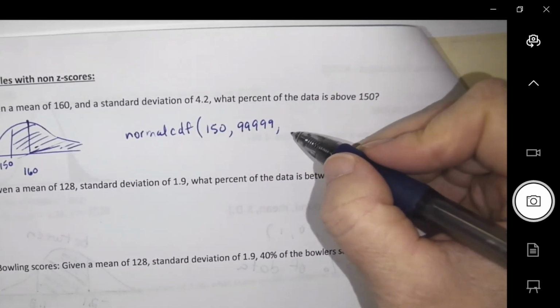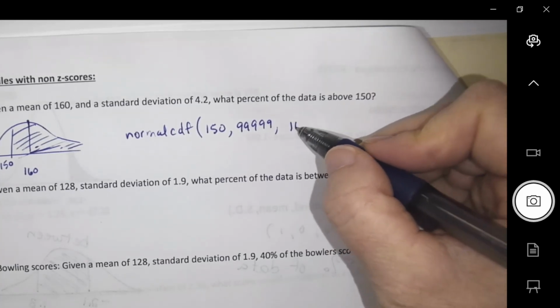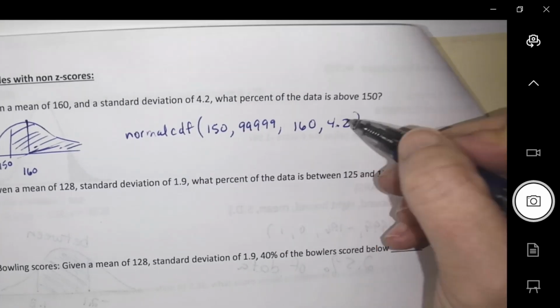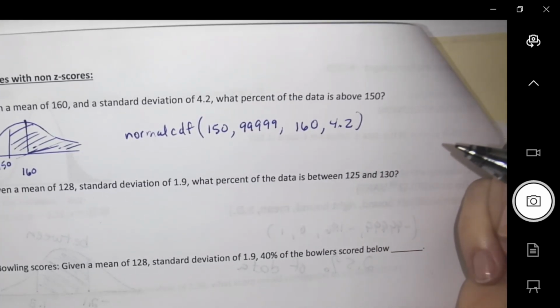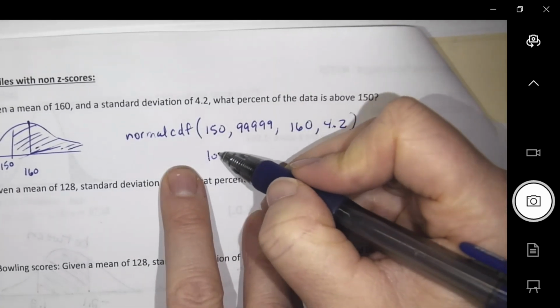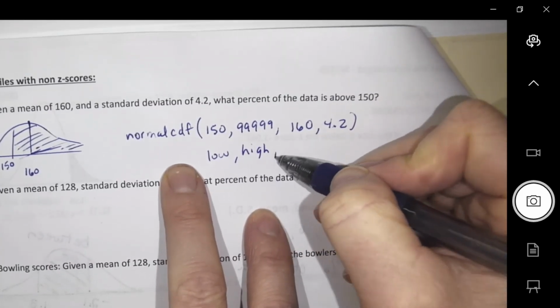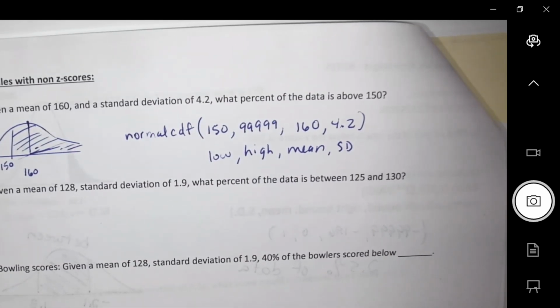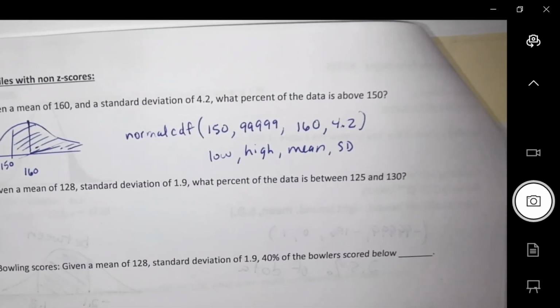Comma, mean. Comma, standard. You guys have that written down on your cheat sheet, right? You should be having this on your cheat sheet: low, high, comma, mean, comma, standard. Okay, can you tell me what percent? Can you type that in now?